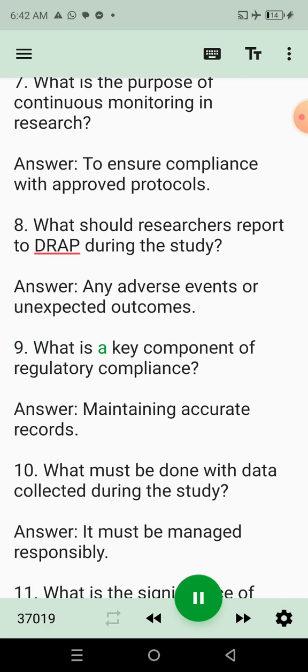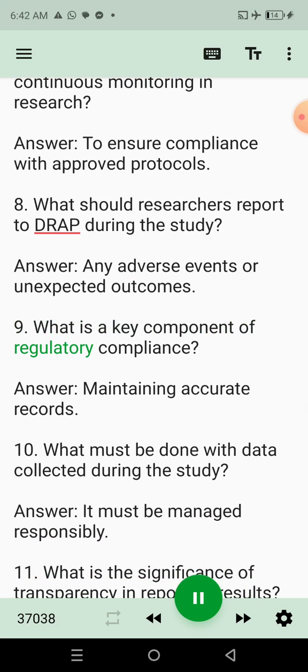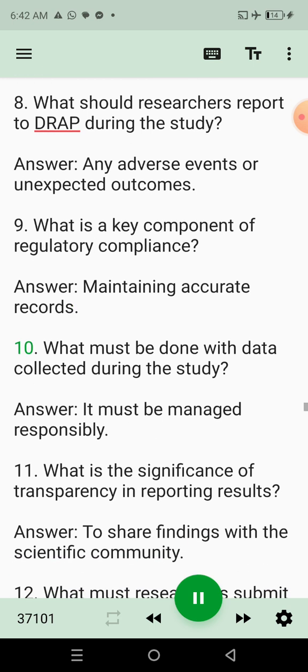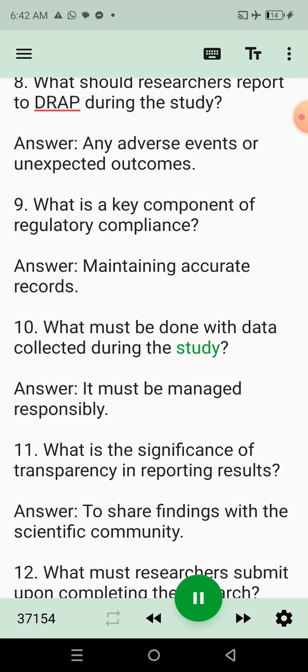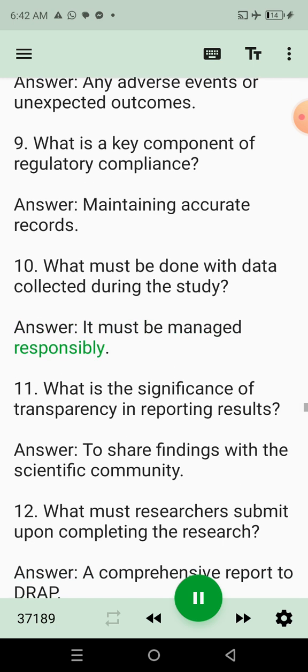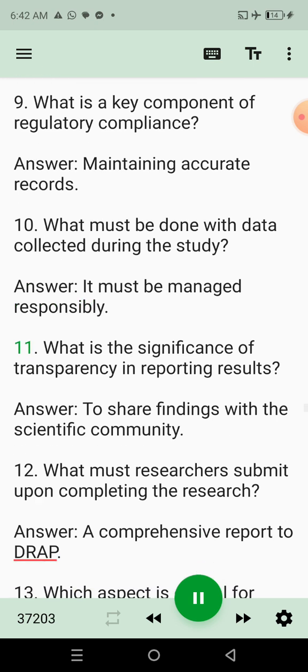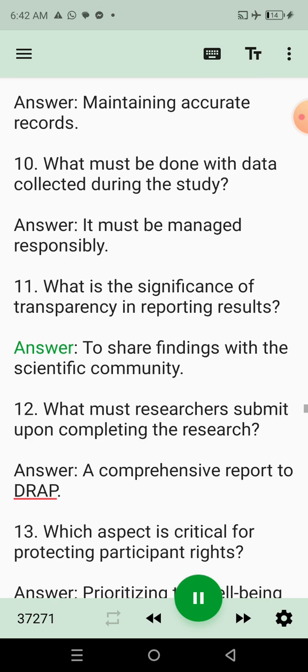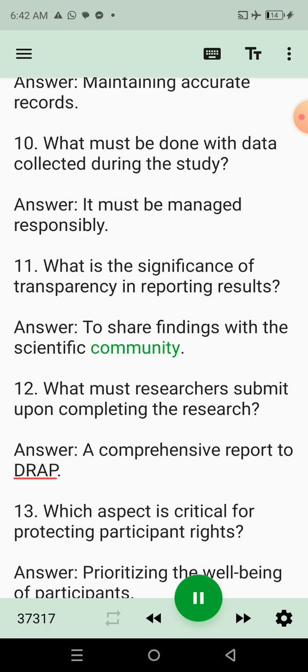9. What is a key component of regulatory compliance? Answer. Maintaining accurate records. 10. What must be done with data collected during the study? Answer. It must be managed responsibly. 11. What is the significance of transparency in reporting results? Answer. To share findings with the scientific community.